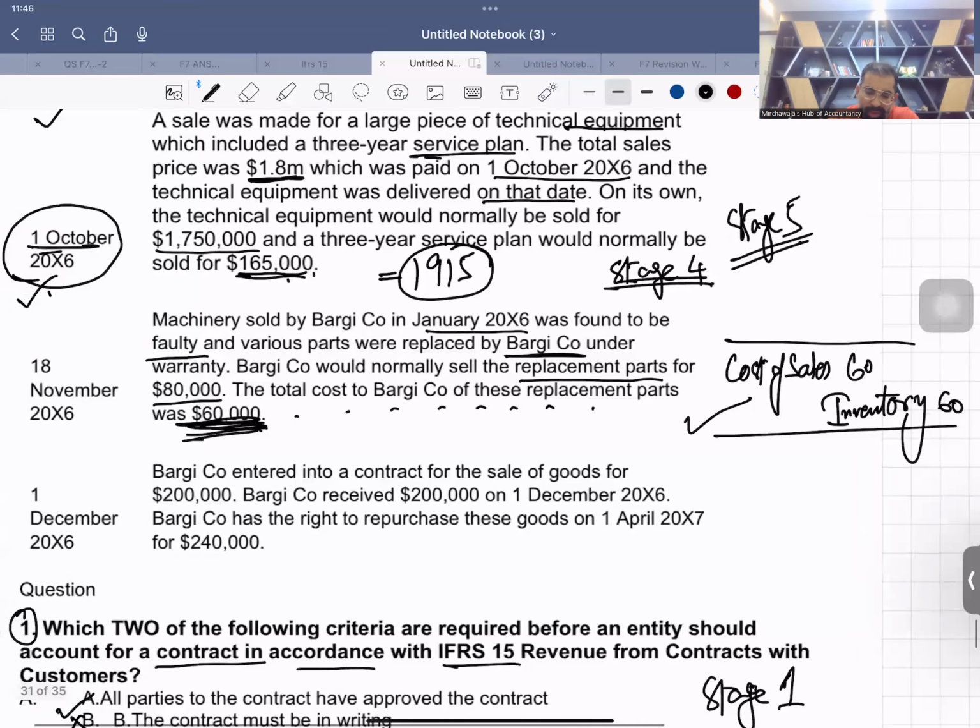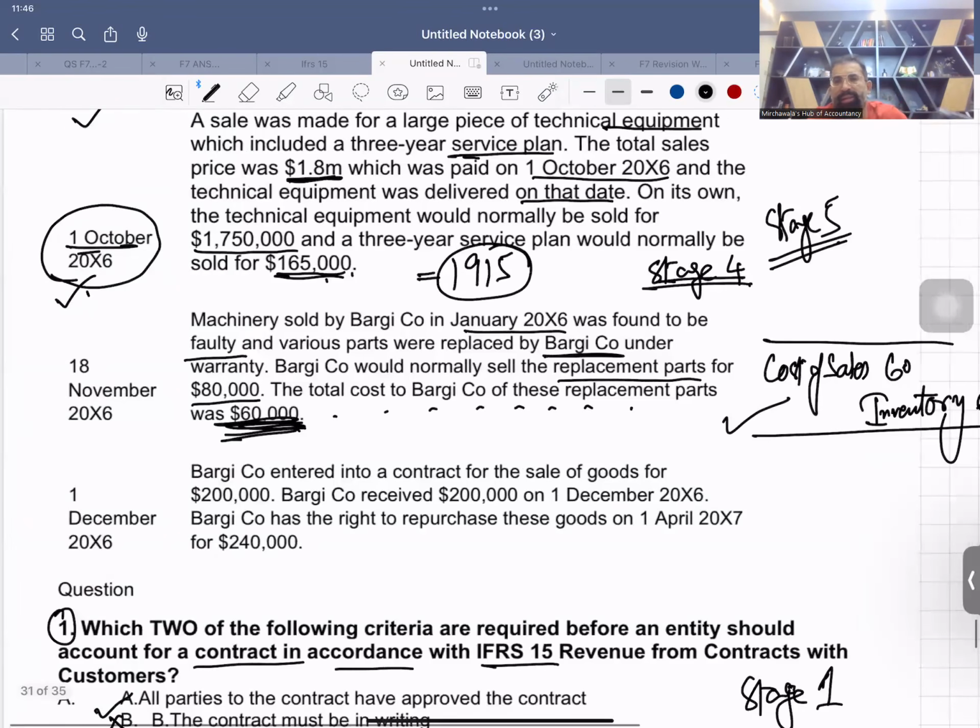Again, giving you 1 minute to read this middle part.